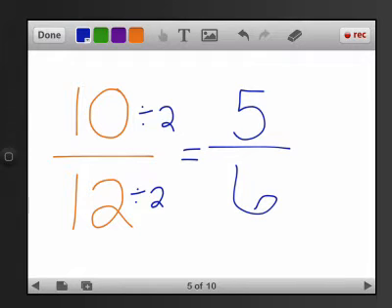Now let's see, could I have divided these two by 3? No, that wouldn't have worked, because 10, I can't divide it by 3. So what you need to know when you're dividing those is to make sure that both of those, numerator and denominator, is divisible by the same number.